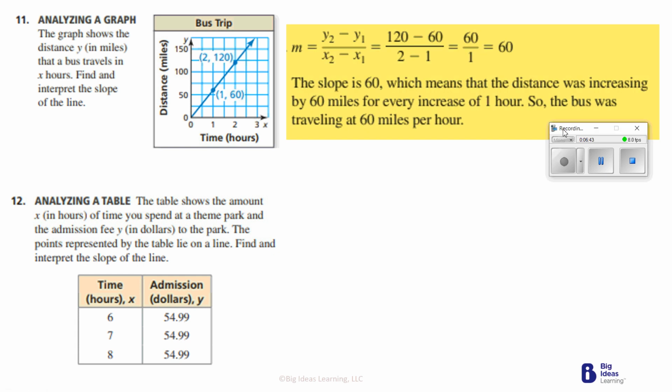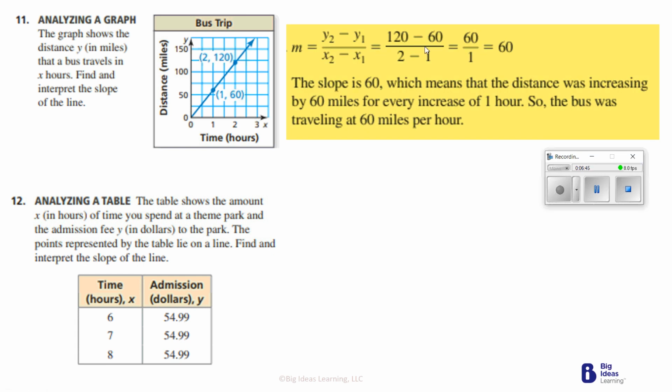Here we go. 120 minus 60, just like we said, and then 2 minus 1. This gives us 60 over 1. The slope is 60, which means the distance was increasing by 60 miles for every 1 hour. So the bus is traveling 60 miles an hour.